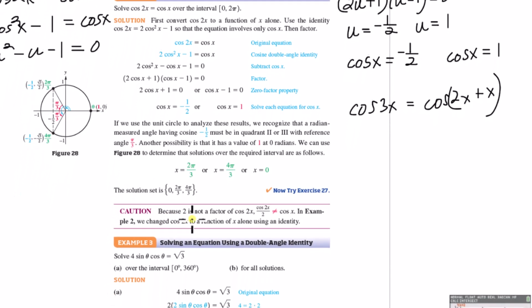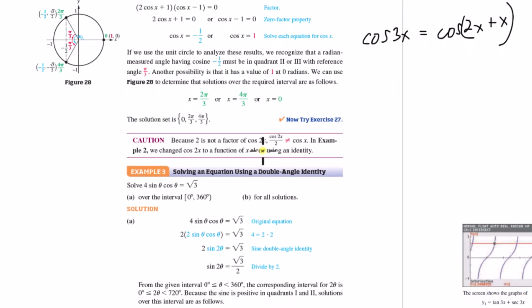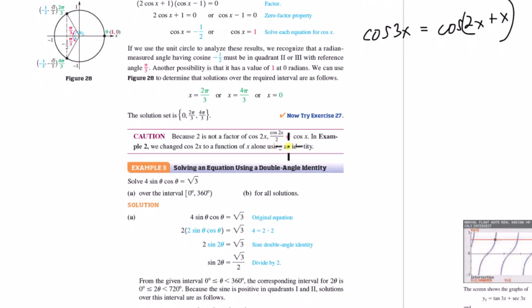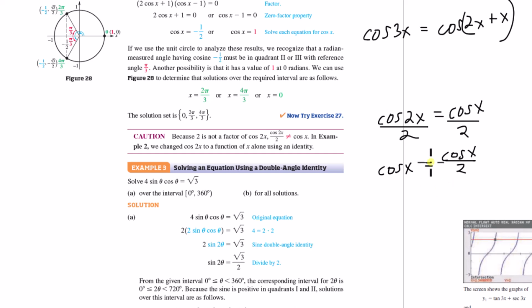A word of caution, because 2 is not a factor of cosine 2x. Cosine 2x over 2 is not equal to cosine x. Do not do that. You would look very silly if you did something like this. No, absolutely not.